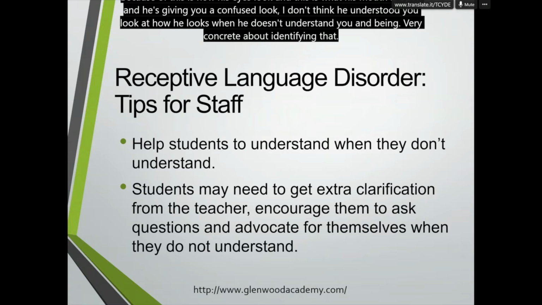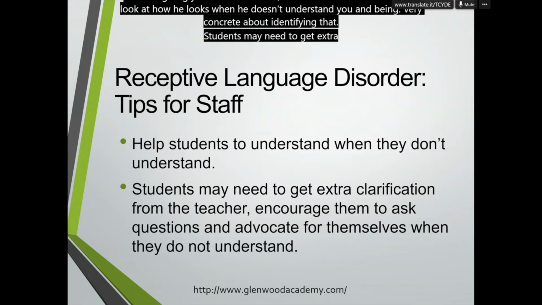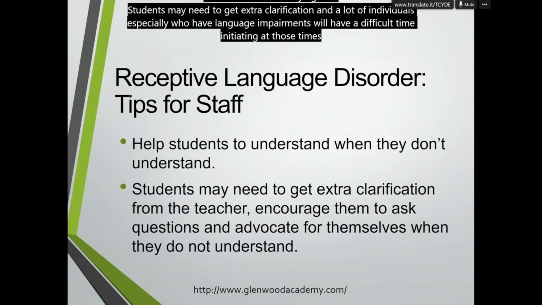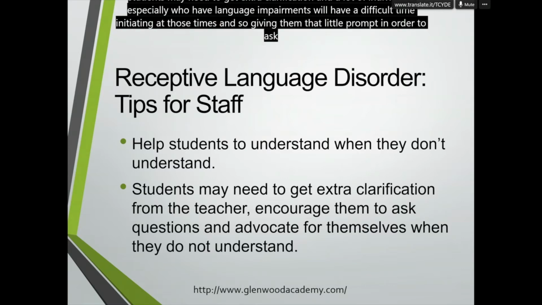Students may need to get extra clarification, and a lot of individuals, especially who have language impairments, will have a difficult time initiating at those times. And so we give them that little prompt in order to ask and advocate for themselves when they don't understand.